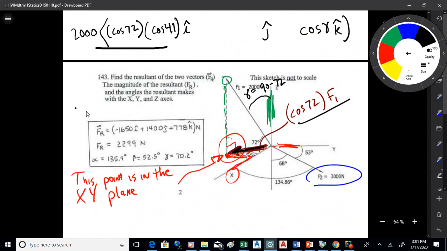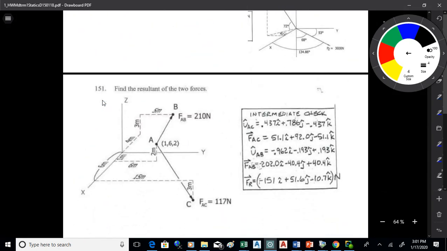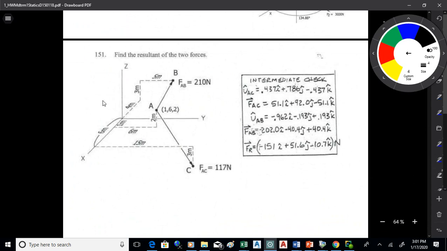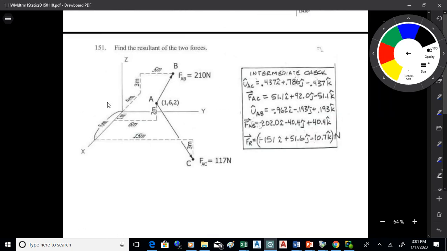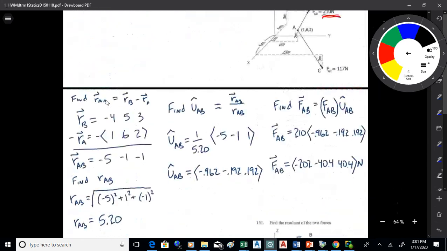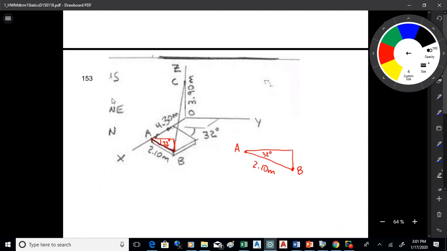Okay. All right. And then, so we're good on 143. And then we did the position vector problems, 151. And then the one with the door there that swings down from the x-axis, you want to make a right triangle out of that to get the coordinate of b.